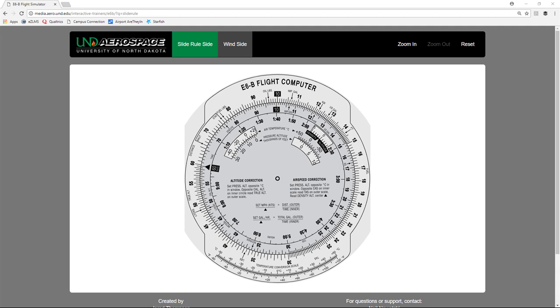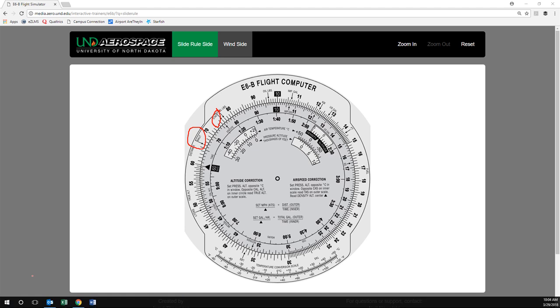In the first example we are going to convert between statute and nautical miles, which is quite simple to do. If we look at the top left side of the E6B, you'll notice that there is an arrow labeled nautical and an arrow labeled statute. It shouldn't be too hard to figure out: all you have to do is align your distance on the B index, whether it's a statute mile or a nautical mile, under the respective arrow, and then you can read the conversion under the other arrow.